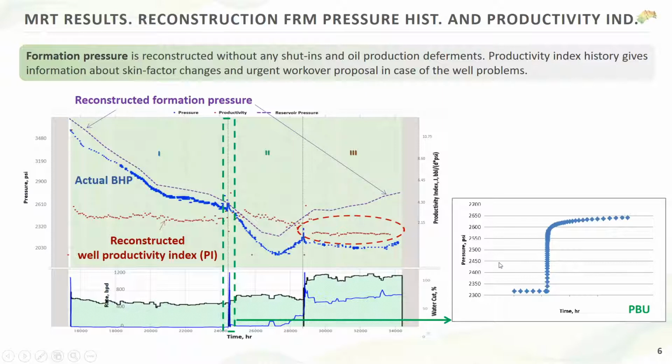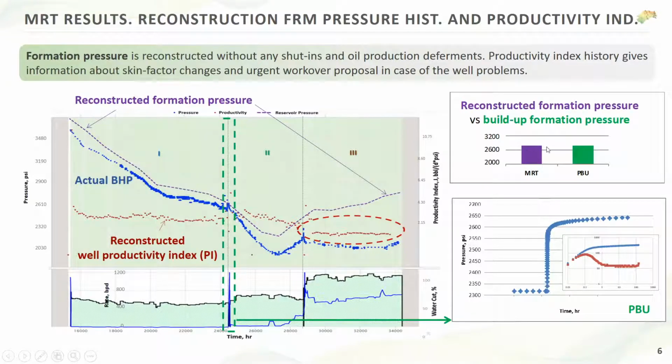And between the first and second periods there was a short build-up, this one. So we were able to compare the reservoir pressure from that build-up interpretation with the reservoir pressure which we reconstructed. And it was almost the same, actually, at 1650 psi. So our reconstruction was good.